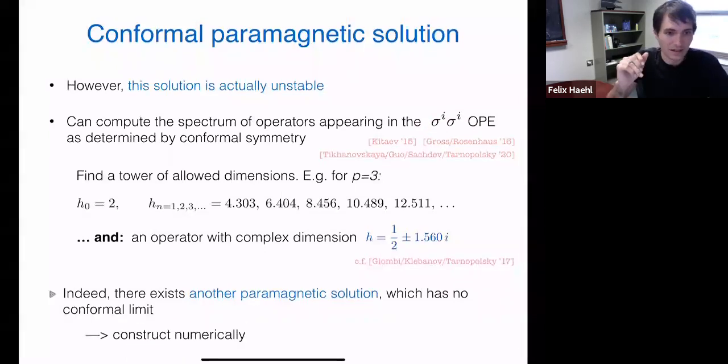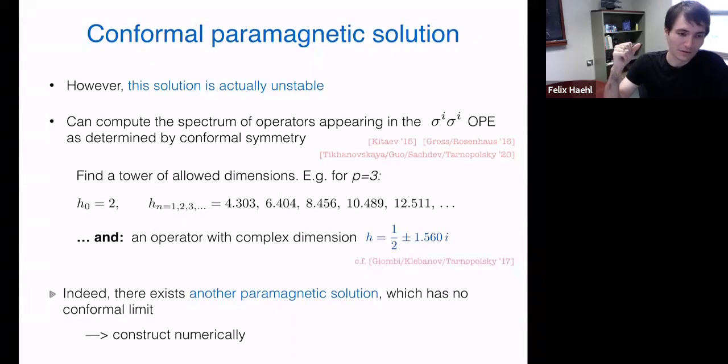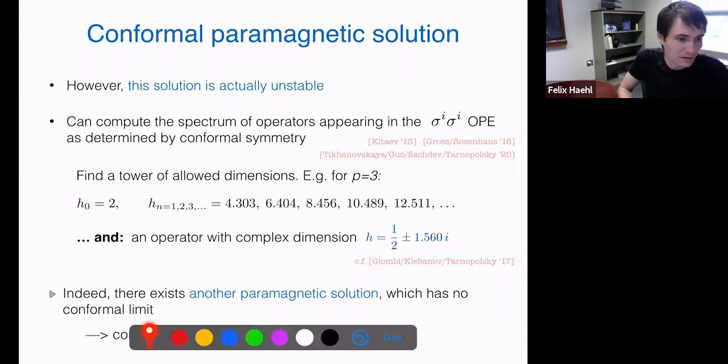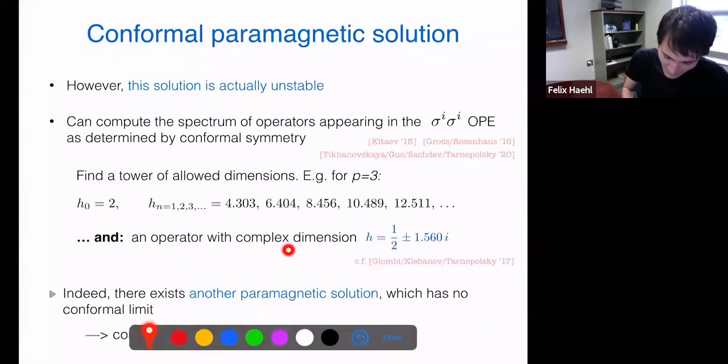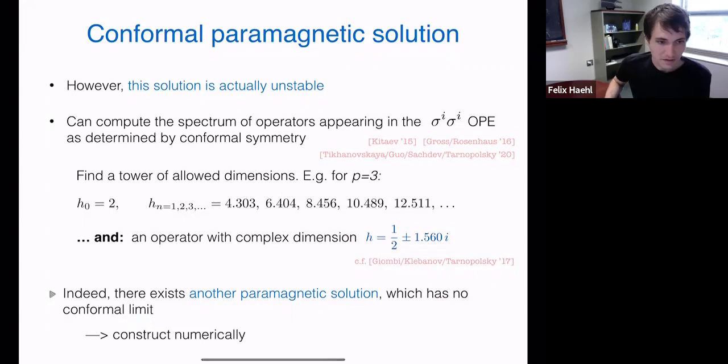You can do that exercise, and this spectrum of operators is going to be determined by the conformal symmetry. So if you do that, you find a tower of possible operator dimensions that can show up in this OPE. The first one is this h equals 2 mode, and then you find all sorts of irrational dimensions. But in addition, you find an operator dimension in this OPE that is complex, and that is one signal that this solution is actually not stable.